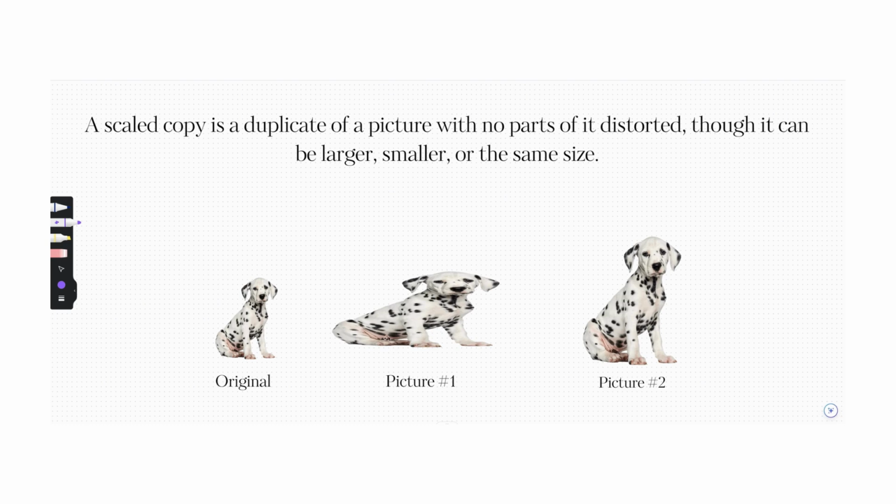And the correct answer is, notice picture one looks stretched. It looks like the width got stretched. So this is not the same image as the original, whereas picture two is the exact same dog, except it's larger. So picture number two is the scaled copy of the original. Let's look at another example.